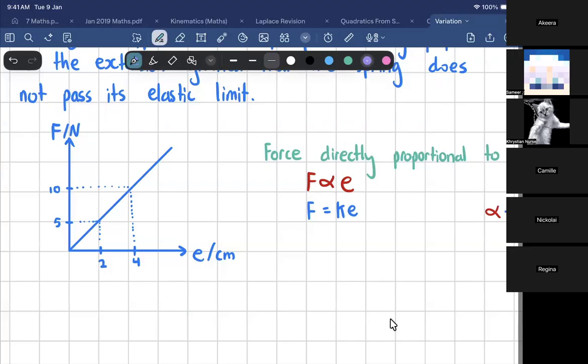To find the gradient of a line, you need 2 points that are on the line itself. When you look at this, do we have 2 points on the line? Yeah, we have 2 points on the line. Could you tell me the coordinate of this first point?